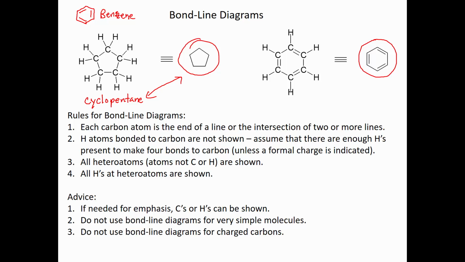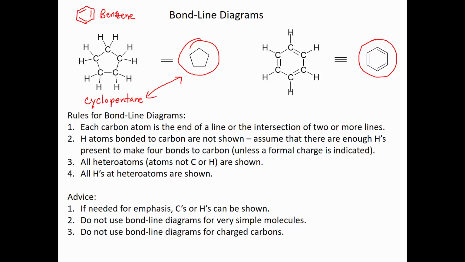And if a hydrogen is attached to a heteroatom, that has to be shown. Okay? Now, these rules are not rigid. If we need emphasis, want to highlight a part of the molecule, we can take a bond-line diagram and then just draw out parts of the molecule so that we can emphasize it there.